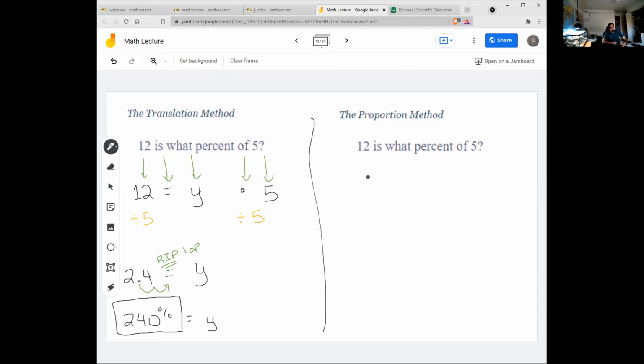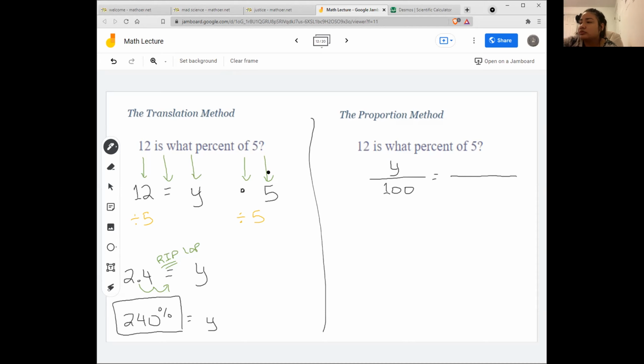Okay, proportion people. Somebody call out what I do here. Start with the percent goes here. What do I write? Is it gonna be 12 over 100? It's something over 100, but not 12 because it's not 12%. It'd be y over 100. Yeah, I don't know what the percent is. It's what percent, right?